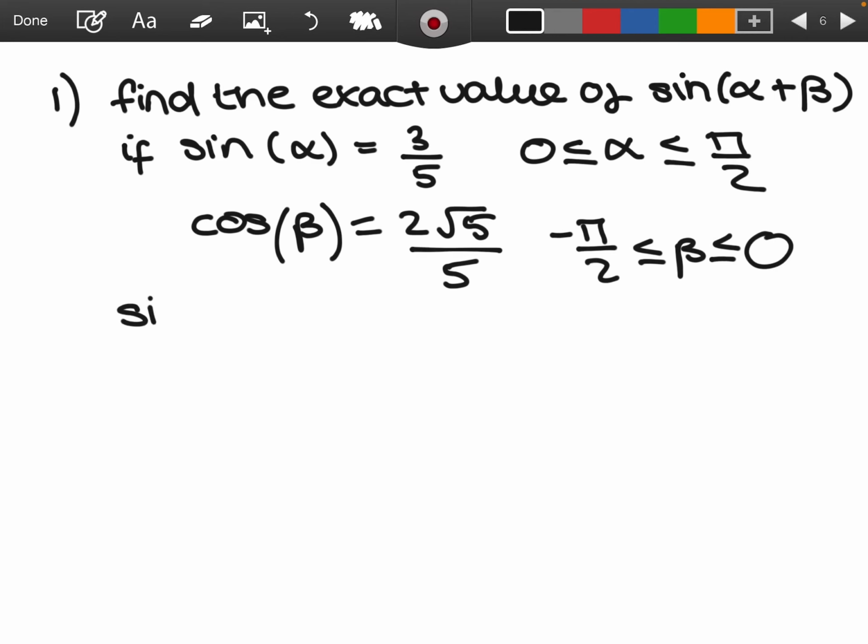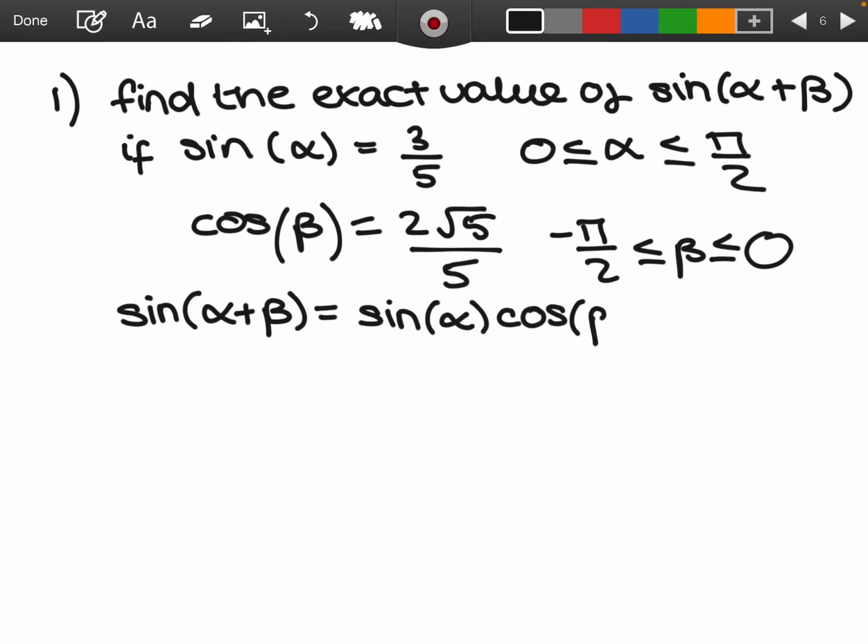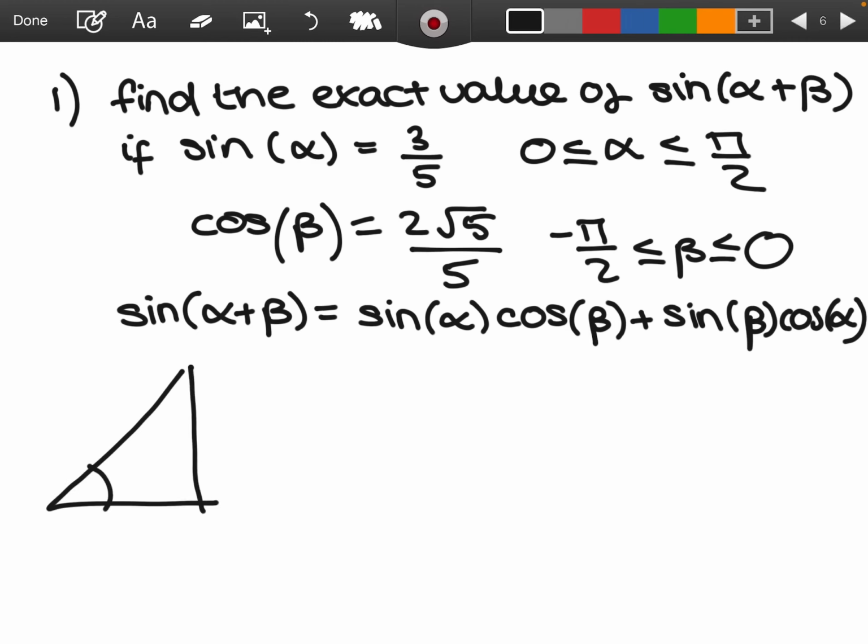I know from my formula, sine of alpha plus beta is equal to sine alpha cosine beta plus sine beta cosine alpha. My issue is I don't know cosine of alpha and I don't know sine of beta. They're the two things that I need to find. The way I'm going to do this is by using some right angle trigonometry. First looking at the angle alpha, I know that sine of alpha is 3 over 5.